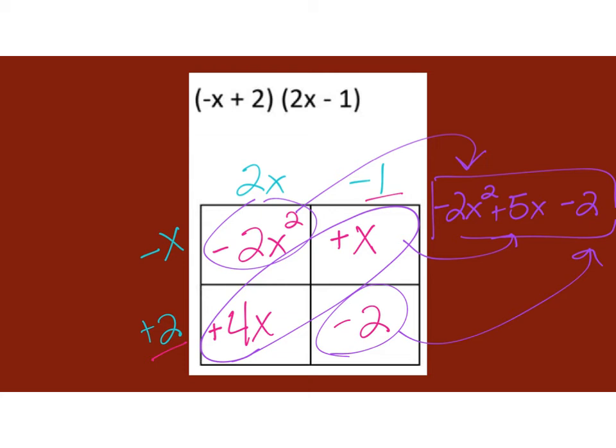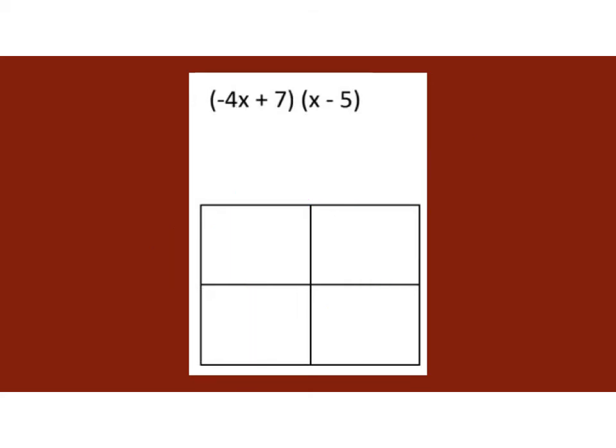I know all those arrows just probably threw you off, but I think you guys can handle this. Let's see what else we have going for us. So I'm going to set this one up. I have negative 4x plus 7, and then I have x minus 5. It does not matter where you put the binomials, as long as you put one binomial for the rows and one binomial for the columns.